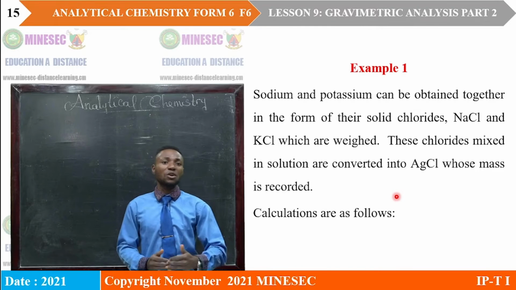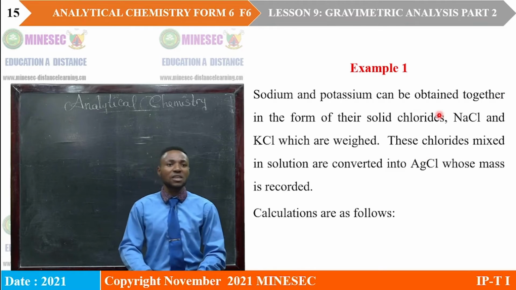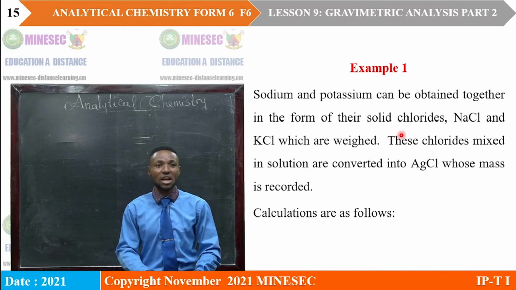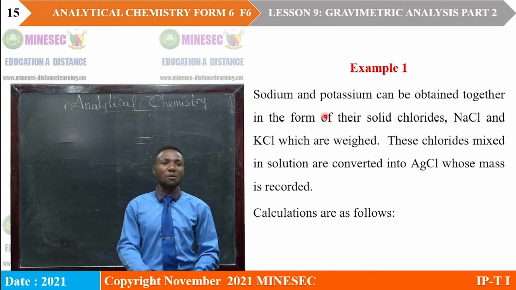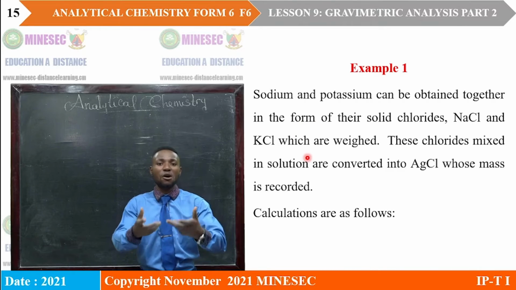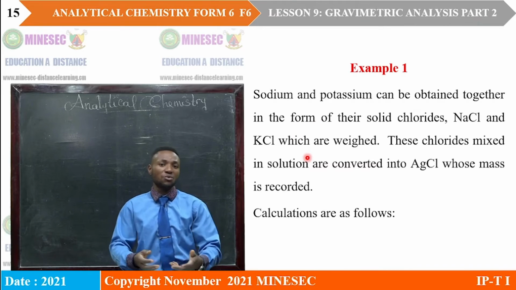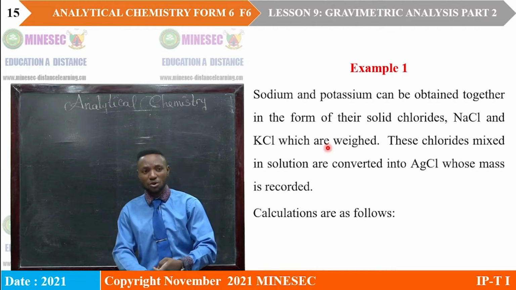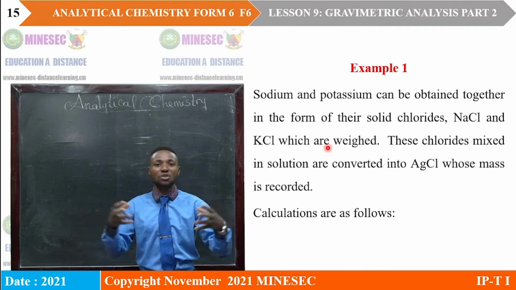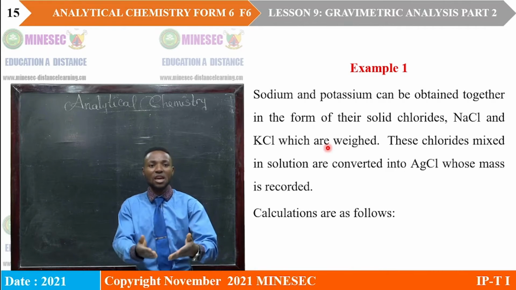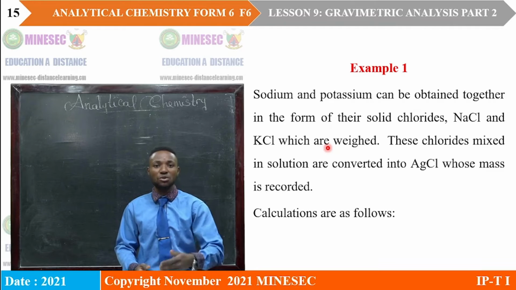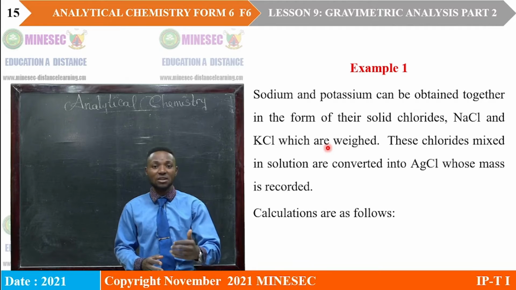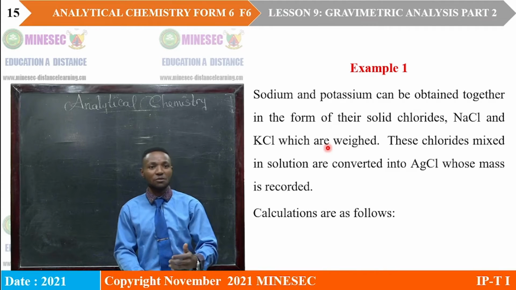You see that this example already fulfills the conditions. First of all, their compounds have the same element, which is chloride. The two compounds can be transformed into other substances for weighing. And equally, when we mix those substances together, we can obtain a precipitate which can be used for weighing. So those are the conditions necessary for us to talk of indirect gravimetric analysis or gravimetric titration.